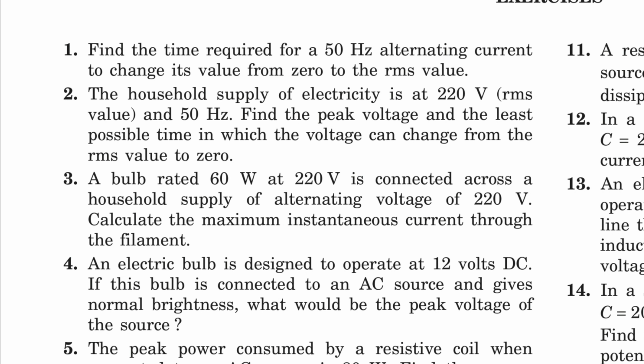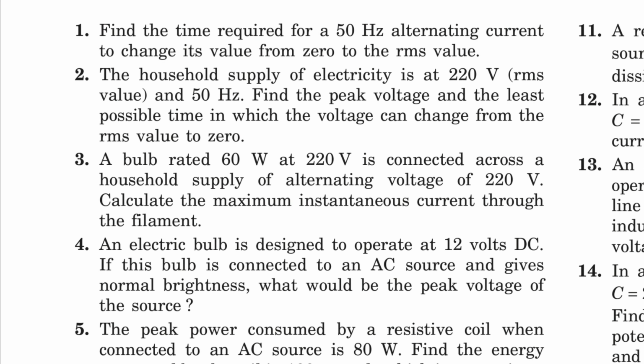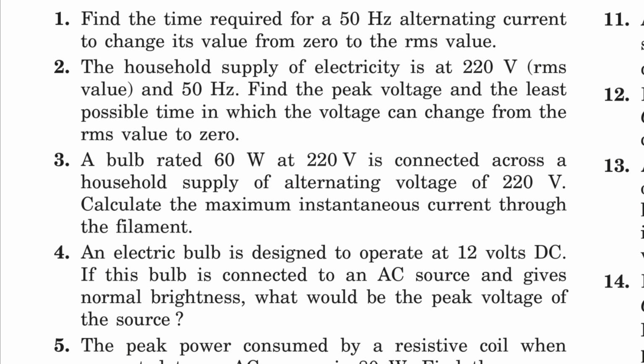So let's start the questions. First question of the exercise is: find the time required for a 50 Hz alternating current to change its value from 0 to the RMS value.